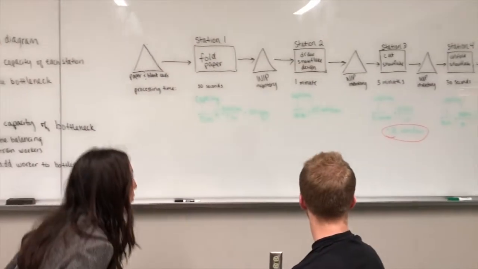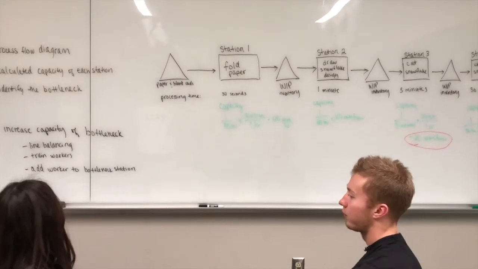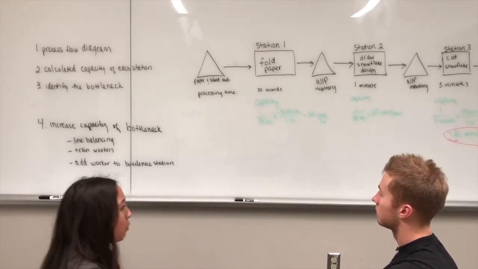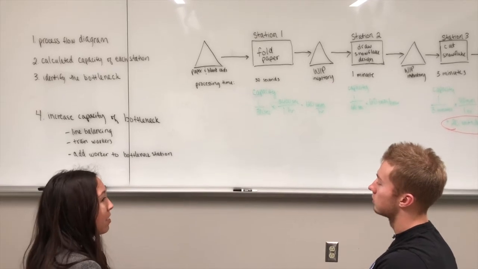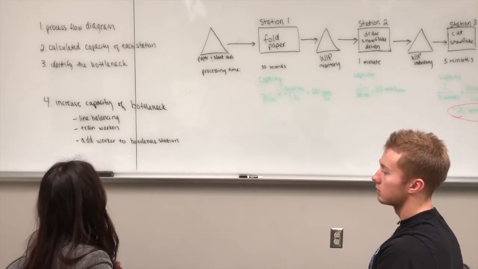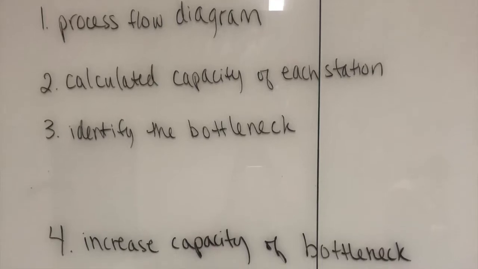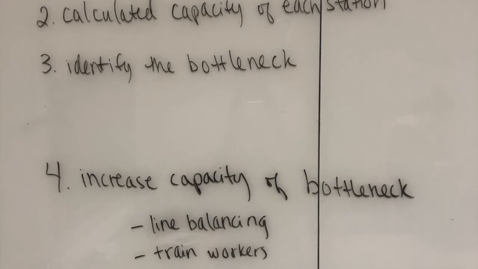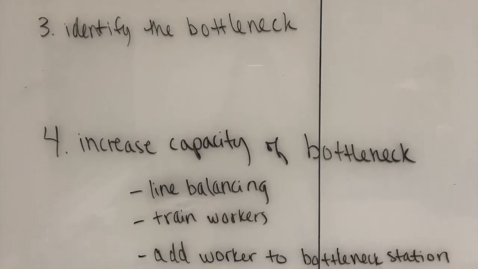So in order to improve the process, we ultimately need to increase the capacity of this bottleneck, which will allow more units to flow through per hour and allow you guys to satisfy your demand on time. So some ideas that I have are that you can work to line balance the process by combining stations 1 and 2 and stations 4 and 5 so they have equal utilization.